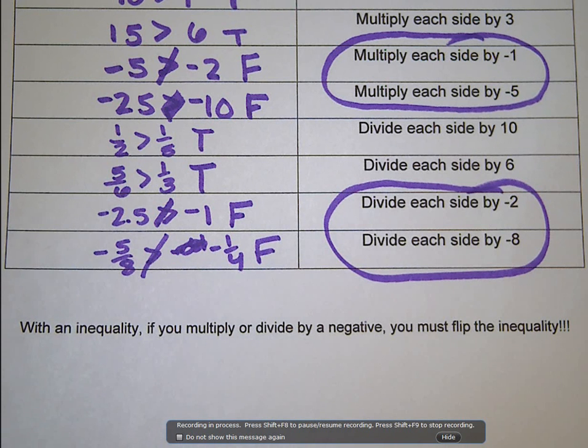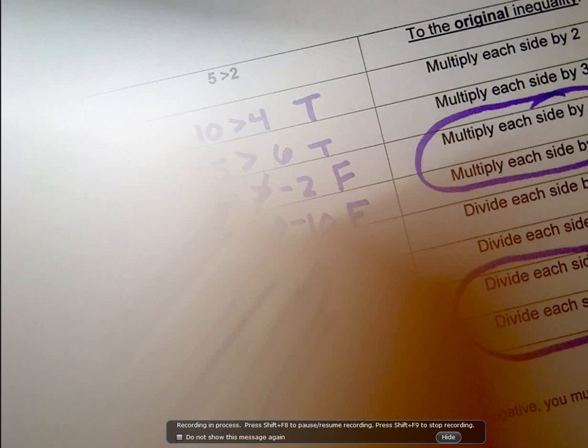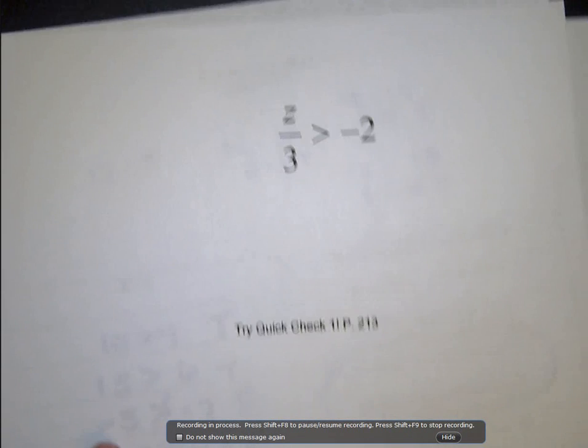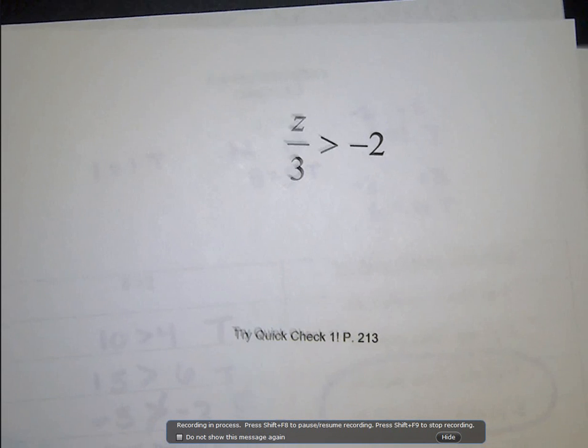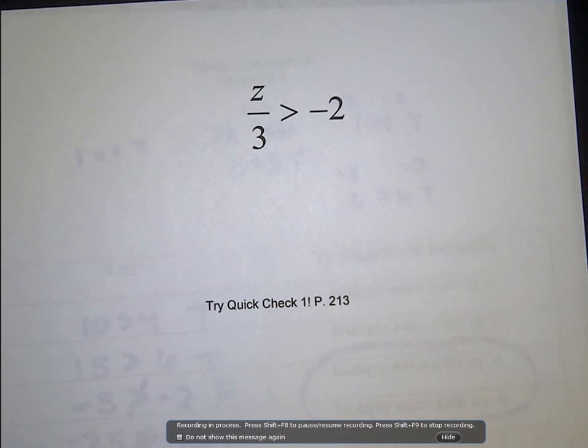Our first example is z divided by 3 is greater than negative 2. So this is z divided by 3, and to solve this one, I'm going to have to multiply both sides by 3.